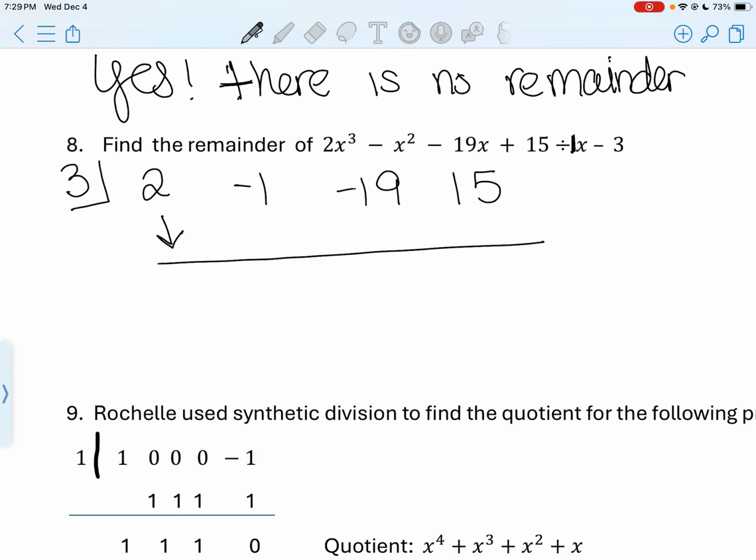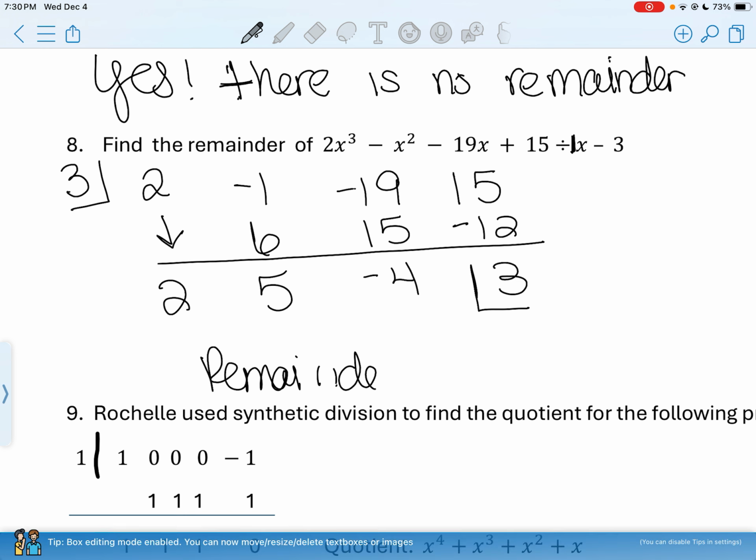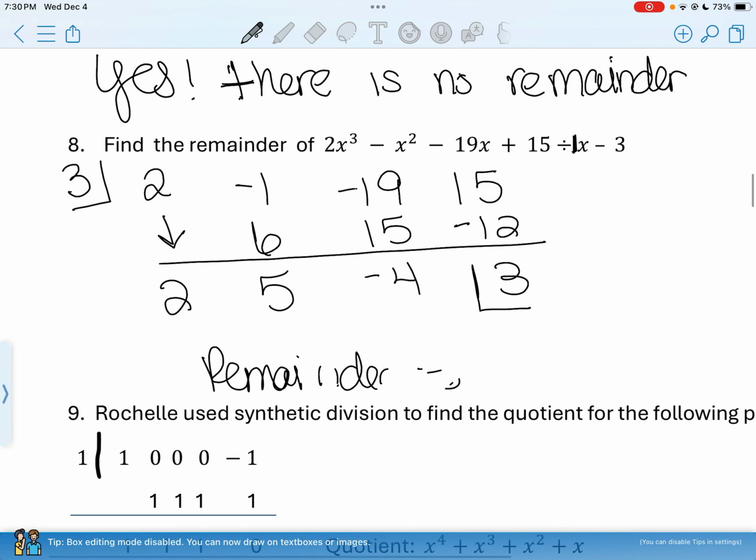Bring down the first number, which is 2. 2 times 3 is 6. Add your columns, that's 5. 5 times 3 is 15. Add your columns, that's negative 4. Negative 4 times 3 is negative 12. Add your columns. The last number is your remainder. Remainder is 3.